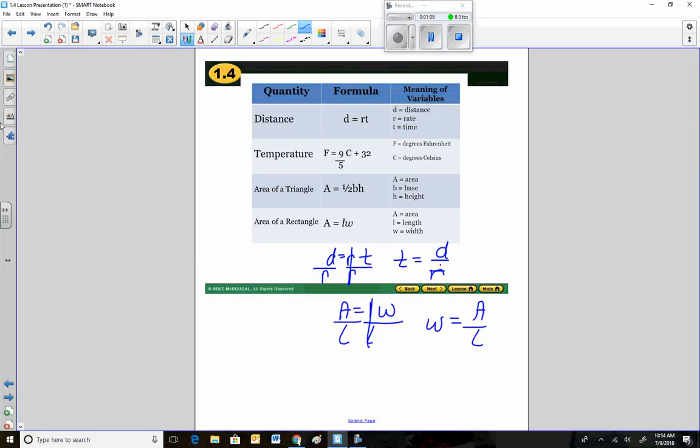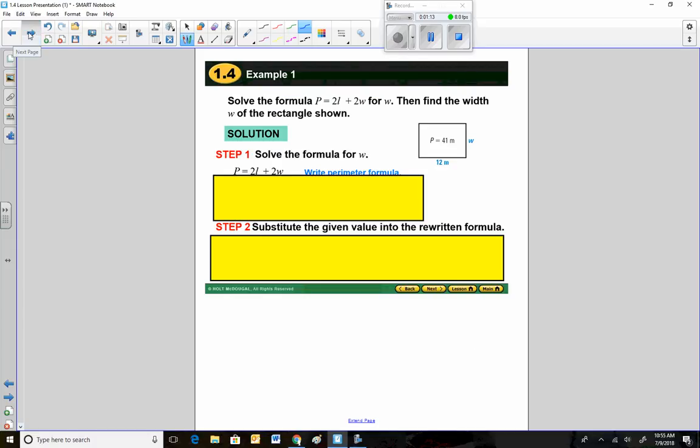All right, let's take a look at some questions that we could do. Example 1. We have perimeter equals 2 length plus 2 width, the common formula for the perimeter of a rectangle. We need to find the W. So we need to get rid of the 2L on this side and go all the way until we get the W by itself. How do I get rid of the 2L? It's a positive 2L, so I subtract 2L from that side also.